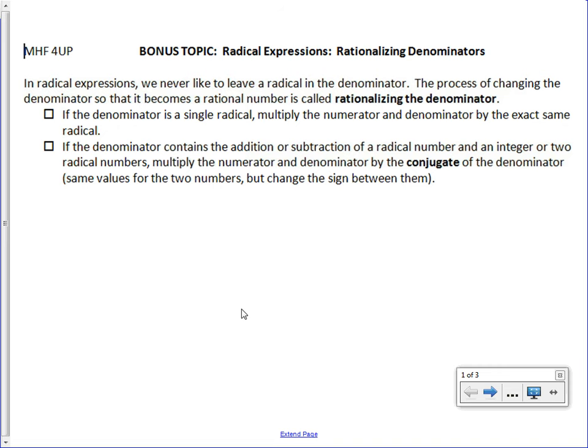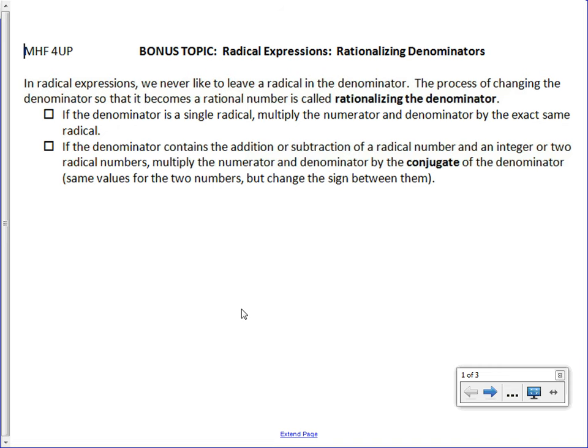If you look at the back of this sheet in your notes, you'll notice that's where the homework is. It's from another textbook that has the sample questions. Okay? So let's go over what this means. In radical expressions, we never like to leave a radical in the denominator. The process of changing the denominator so that it becomes a rational number is called rationalizing the denominators.